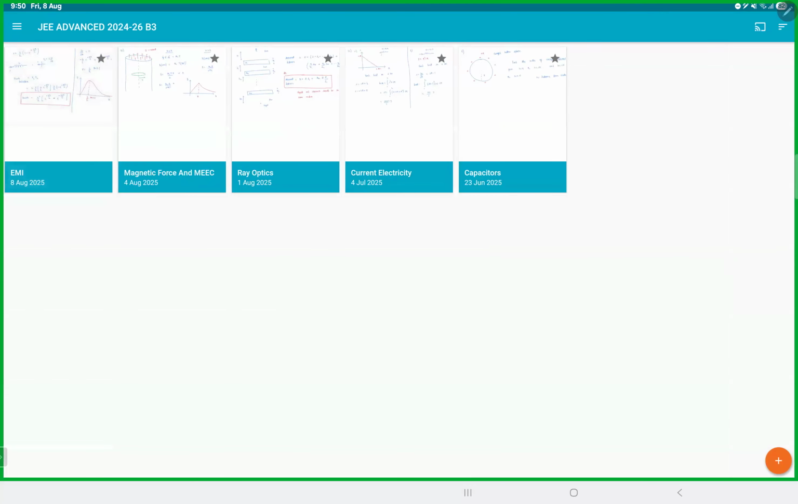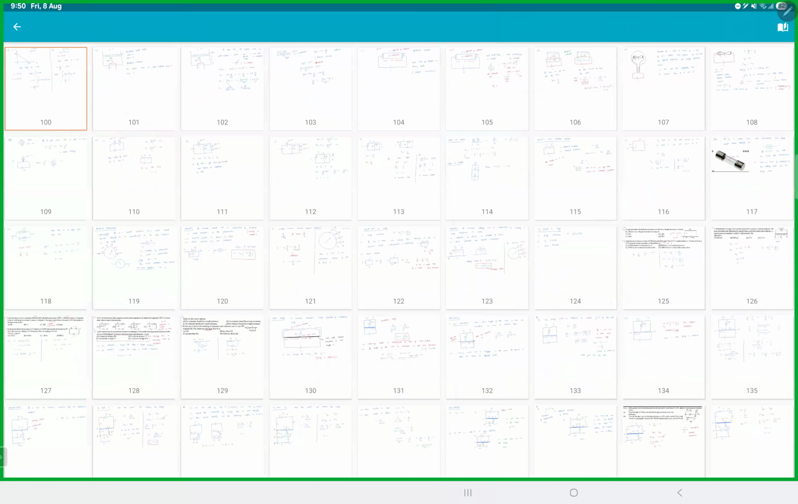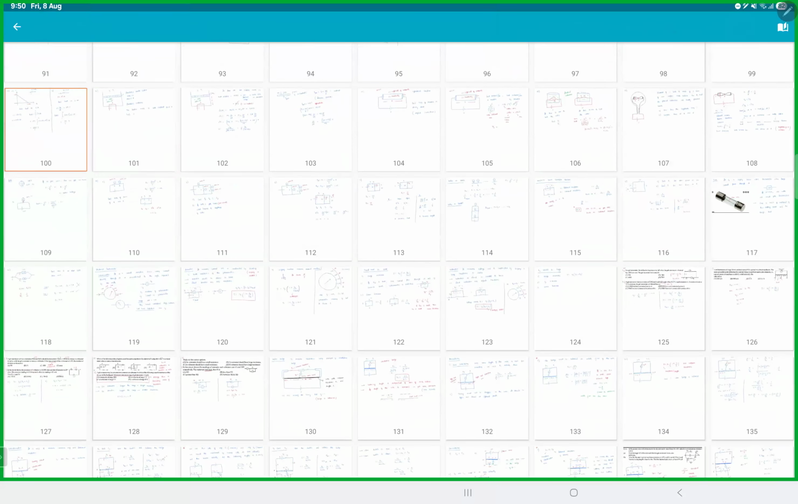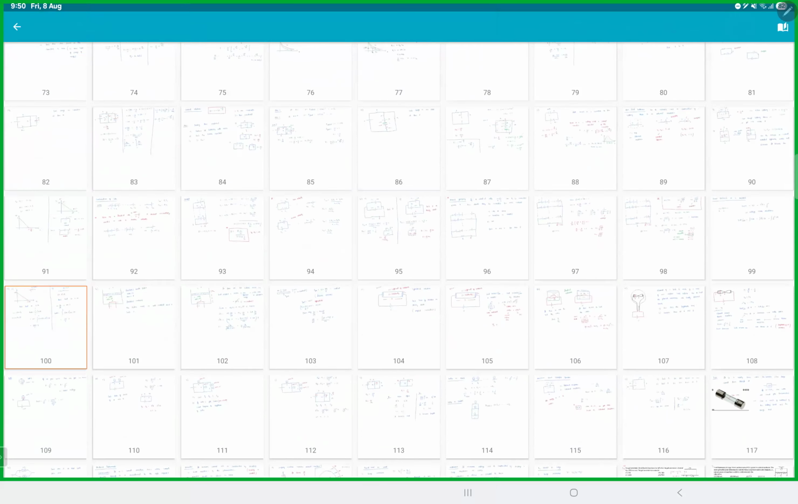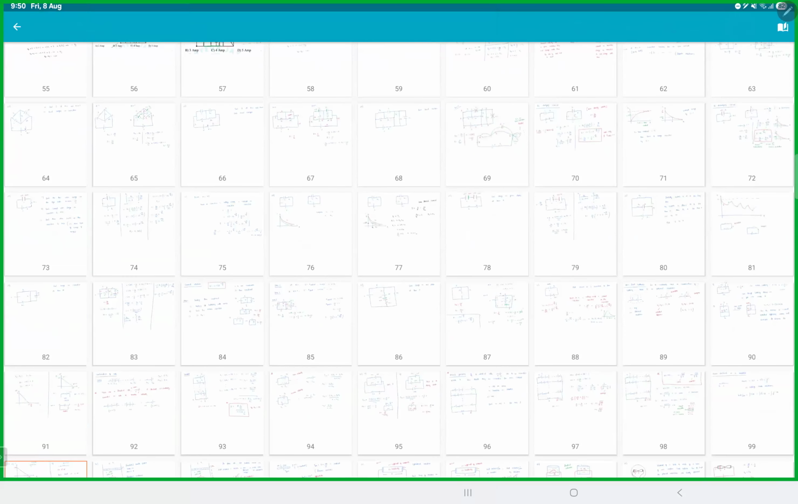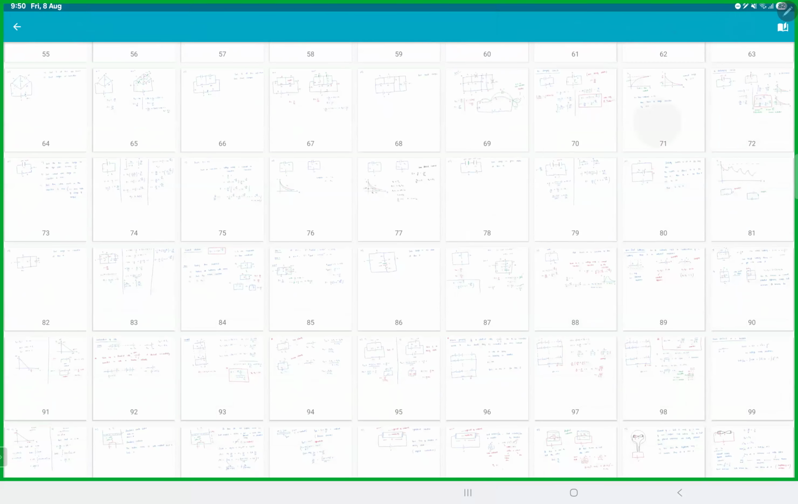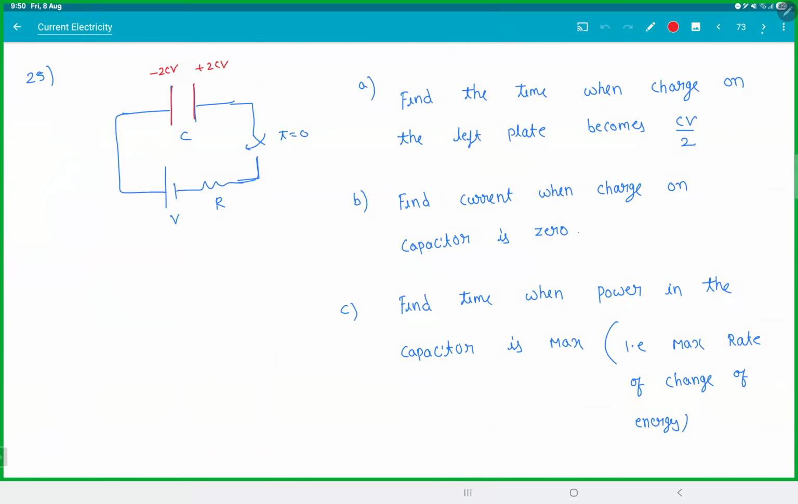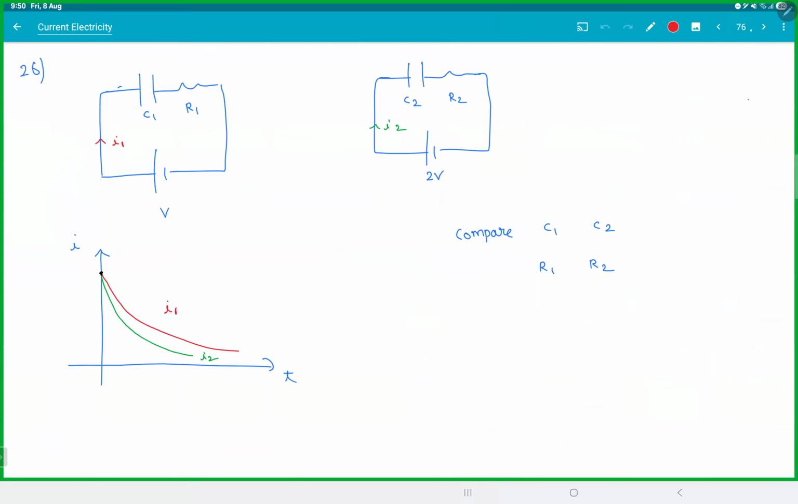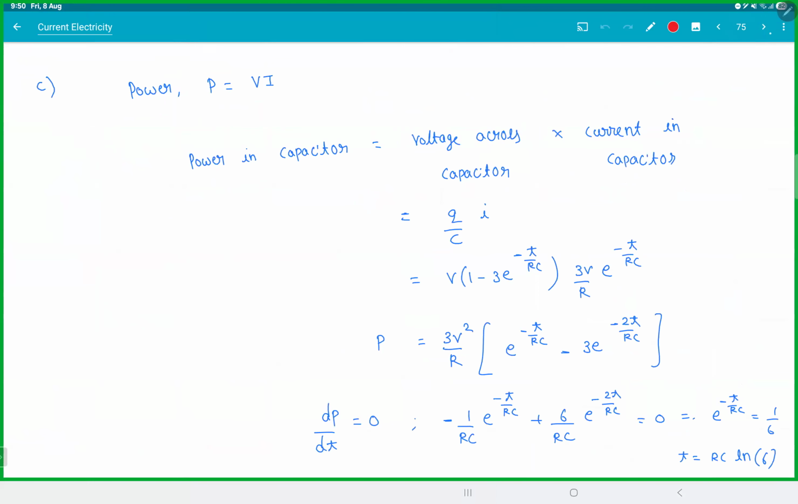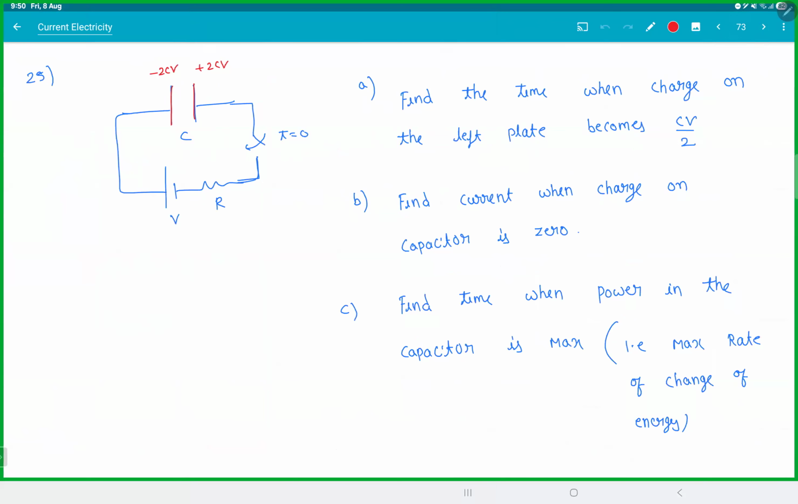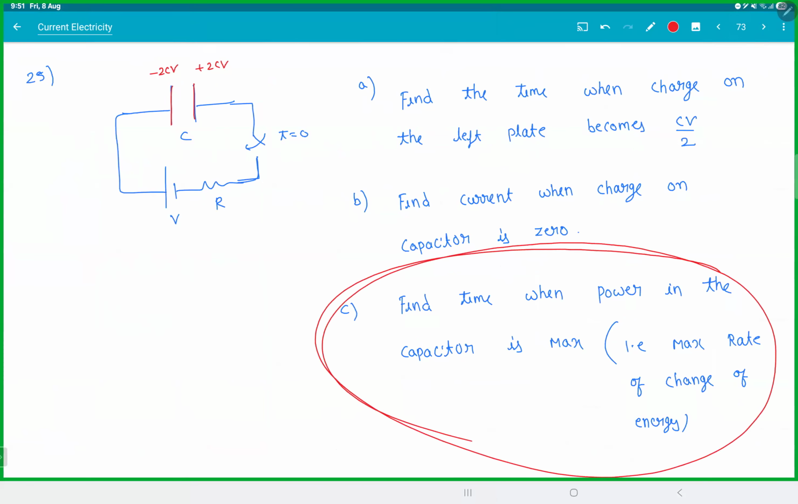If you remember this, we have done the same thing in RC circuits also. Yeah, this was a question: power in the capacitor. This was even more weird. Initially, it had some charge. So find the time when the power in the capacitor is maximum. We did the same thing.